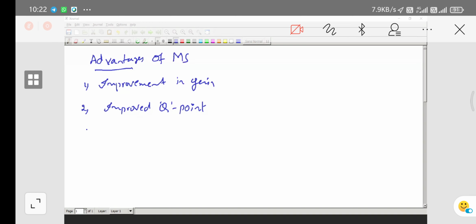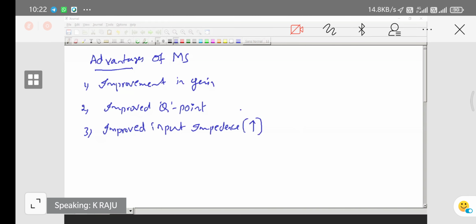Advantages of multi-stage amplifiers. Now the third one is improved input impedance. It is nothing but when we connect a number of stages in cascade connection, it means what? We are adding more impedance, right? We are adding more impedance so that it is an improved input impedance.